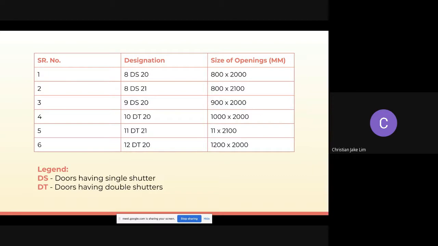So for example, for door serial number 1, its destination is 8DS20. So it means it is a door having a single shutter with the size of opening 800 by 2000 millimeters, and so on until we have door serial number 6, which has a destination of 12DT20, which translates that it is a door having double shutters with an opening size of 1200 by 2000 millimeters.